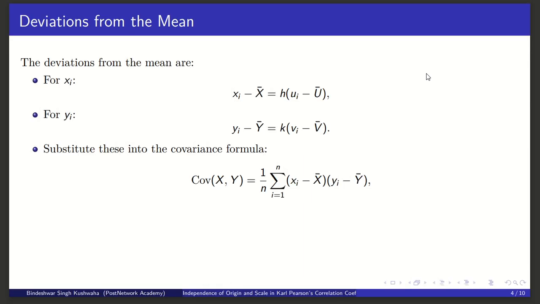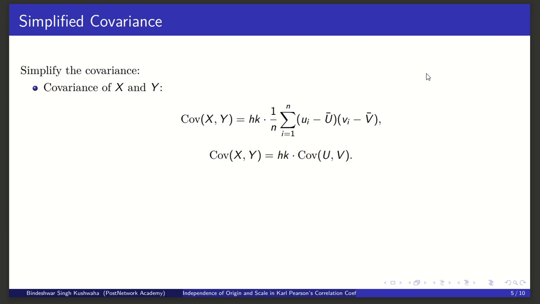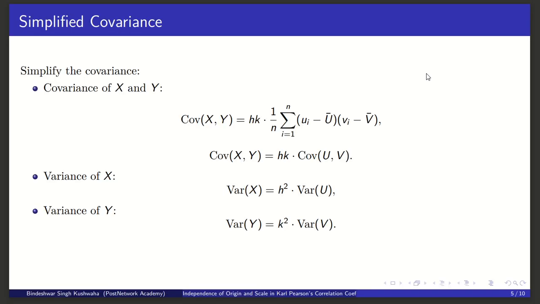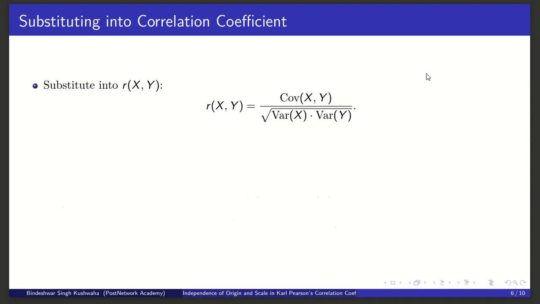If you substitute these values in the covariance, we get hk outside, and we have 1 upon n, the summation from i equals 1 to n, of (ui minus u bar) into (vi minus v bar). So the covariance of x and y is hk times the covariance of u and v. The variance of x is h square times the variance of u. The same way, the variance of y is k square times the variance of v.